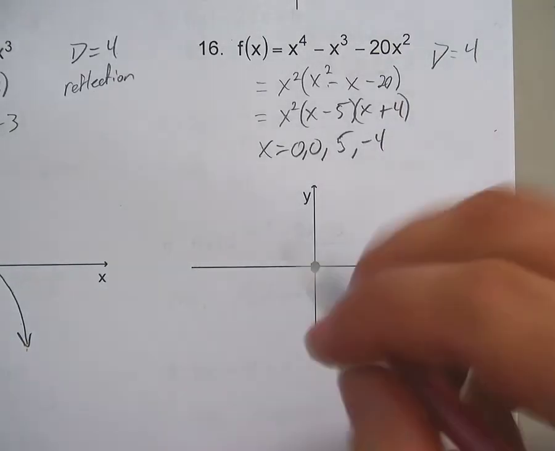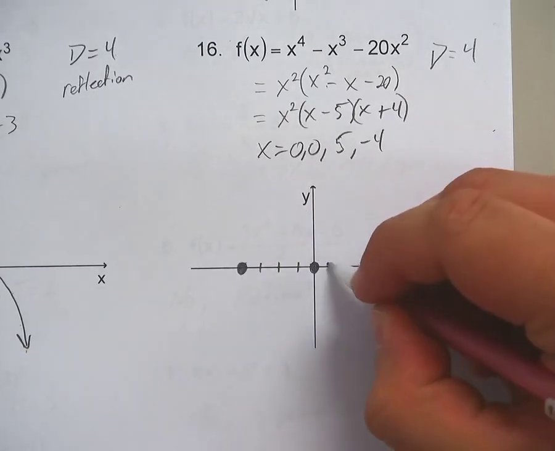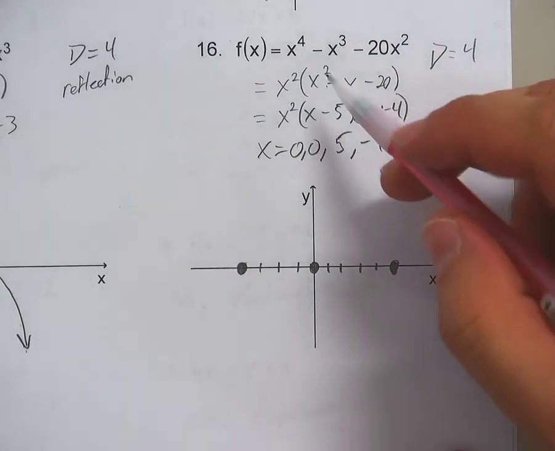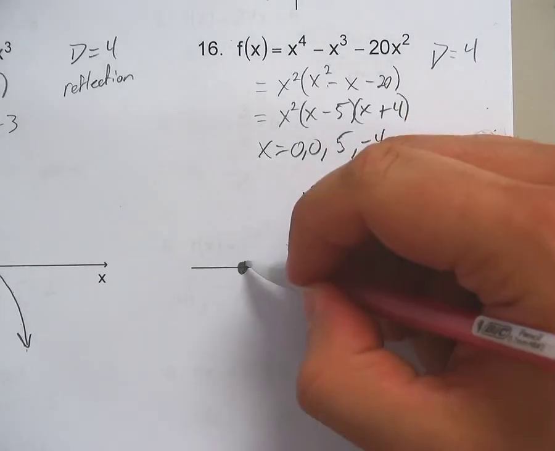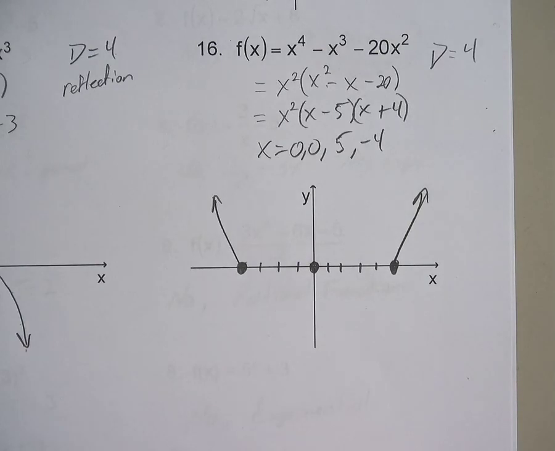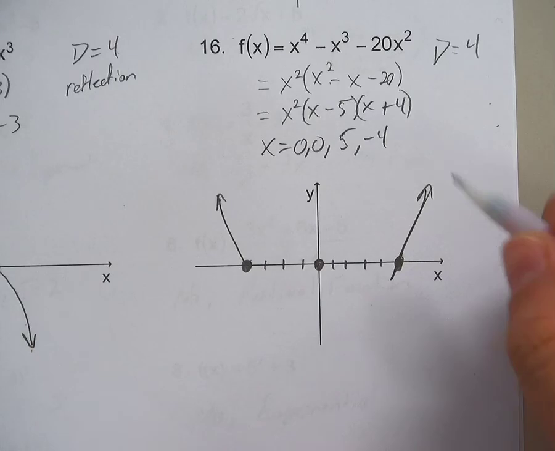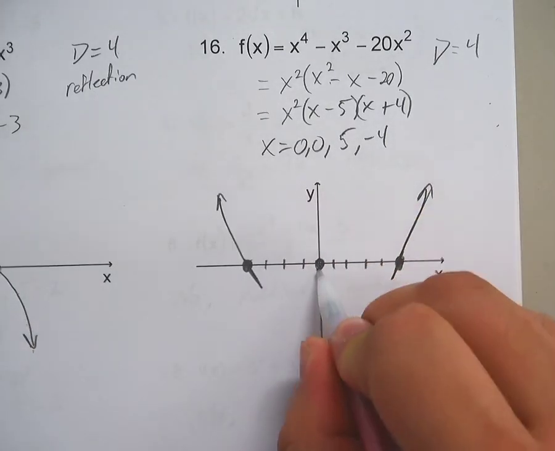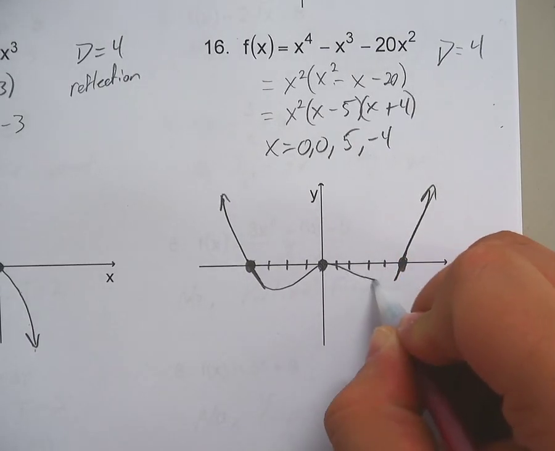So it's going to bounce at 0, cross at negative 4, cross at 5. And since it's positive, both ends are going up. Now if you wanted to, you could do it like this and start by graphing both ends and then just fill in the in-between. You know it's going to have to cross here, you know it's going to have to cross here, and you know it's going to have to come up and bounce off of 0. Just like that.